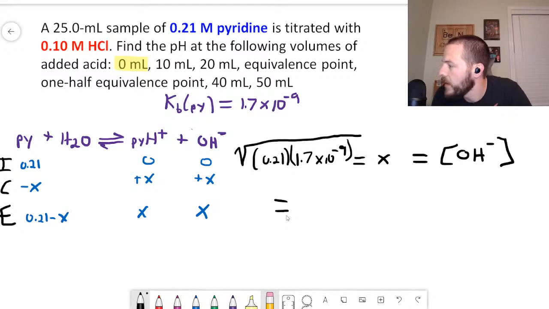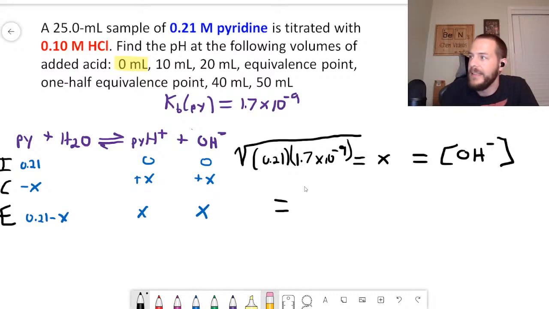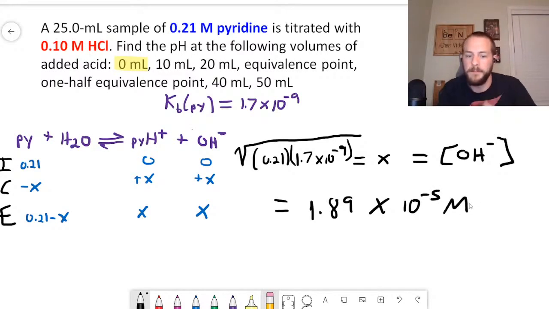All right, let me check the chat. I've been looking down at my calculator trying to figure out what's going on with it, so I'm going to make sure I follow along here. 1.89 times 10 to the minus 5, says Demeen. Yeah, that's correct. I got the same thing. 1.89 times 10 to the minus 5, and that of course is molar, right?